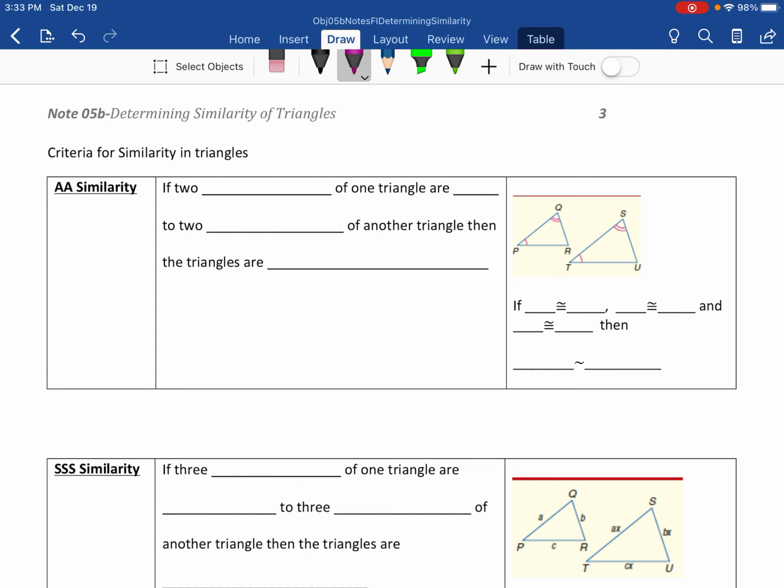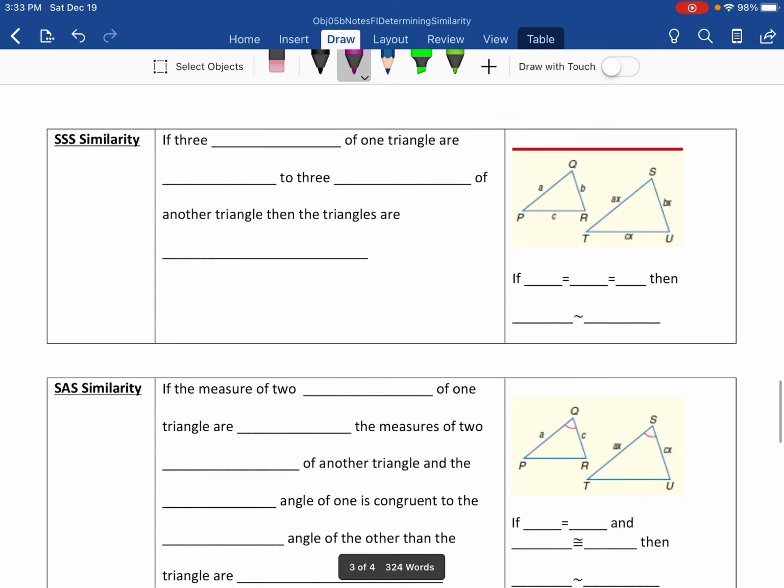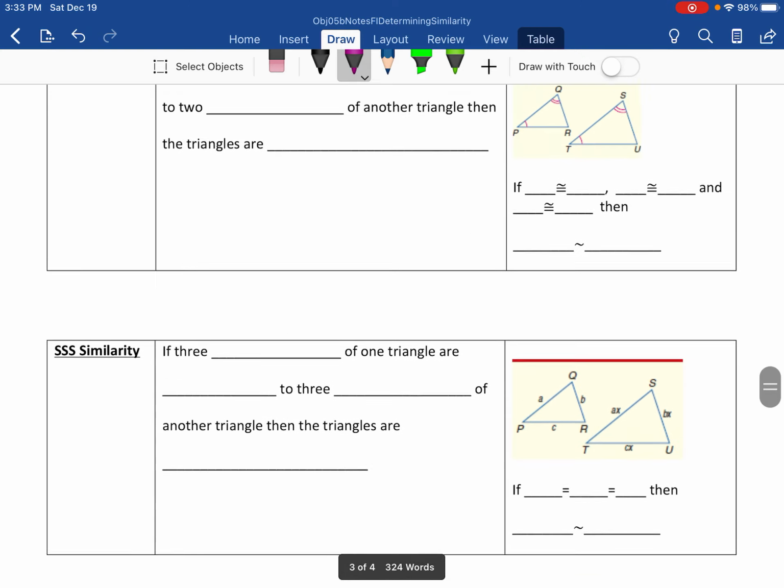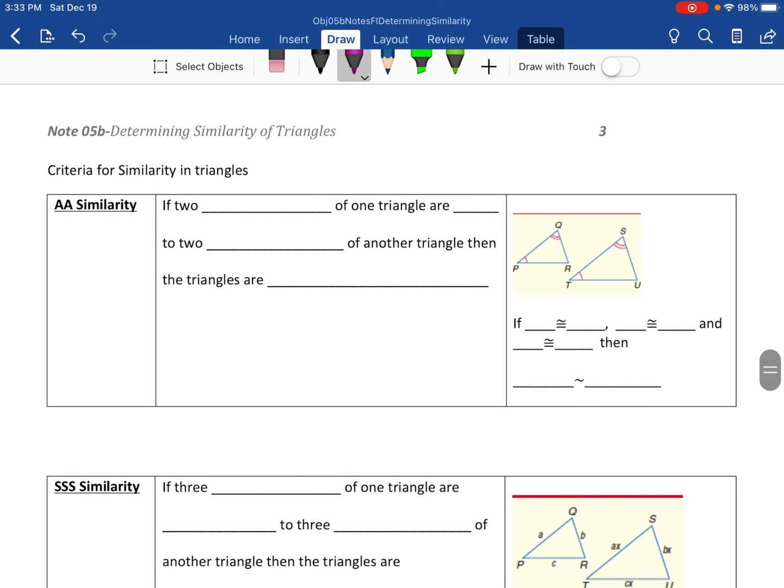So there's only 3 criteria for two figures to be similar. You had 5 for congruence, but there's only actually 3. The first one is angle-angle similarity. It just says if 2 angles of one triangle are congruent to 2 angles of another triangle, then the triangles are similar.